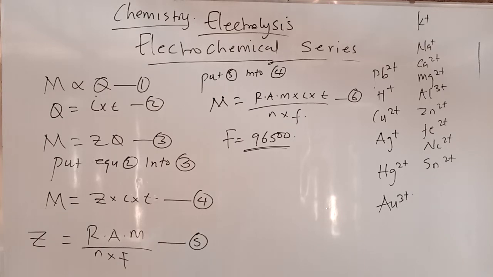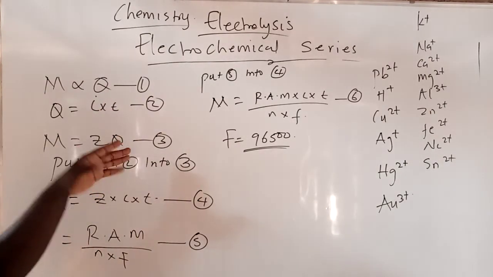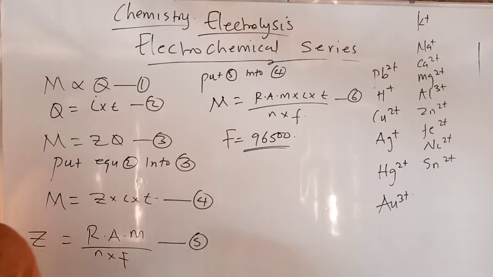Remember also that the quantity of charge Q is given in coulombs. The unit of the quantity of charge is coulombs. We're going to start solving an example right away. It's going to be one of the most amazing videos you have ever watched on this channel.